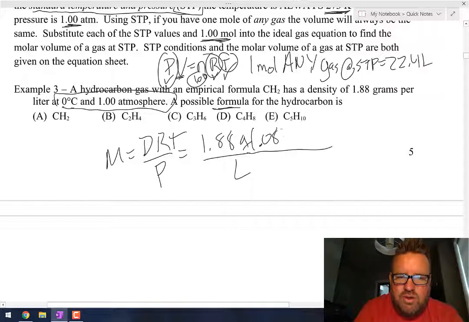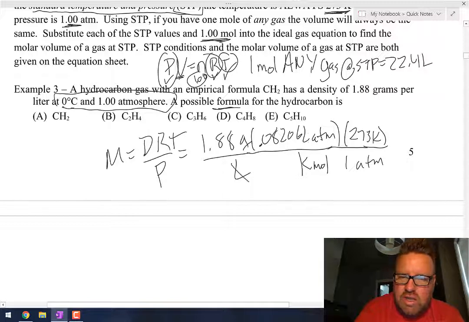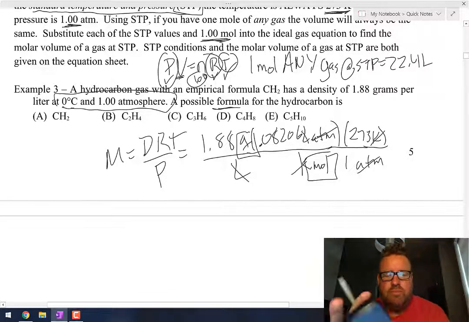R is 0.08206 liters atmospheres over Kelvin mole. Notice how I do those units there. The temperature is 273 Kelvin, and the pressure is 1 atm. And again, let's check and make sure. Liters and liters, atmospheres, atmospheres, Kelvin, Kelvin. Notice what we have left: grams on the top, moles on the bottom.